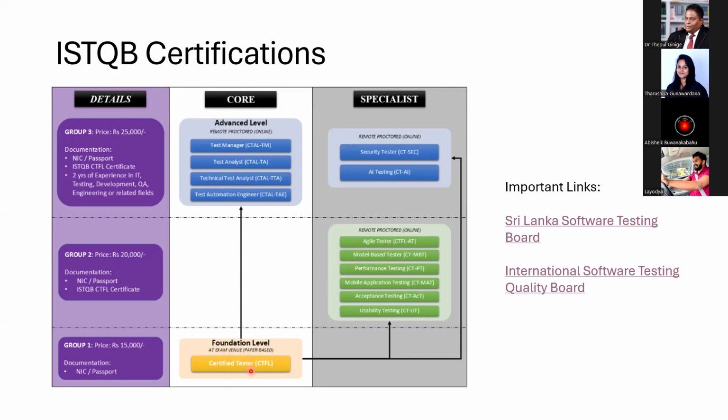But once you have completed Certified Tester, if you want to move into automation, then it's better to do Test Automation Engineer. This is an option. And if you are doing manual testing and you need to do the second part of this certification, then it's good to do the Test Analyst advanced one.